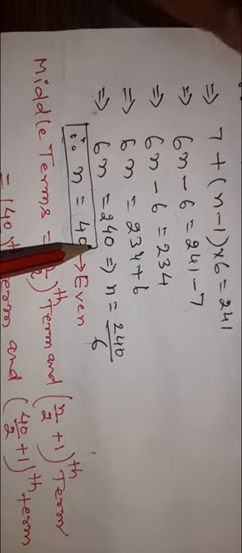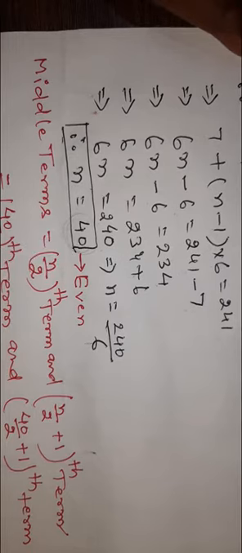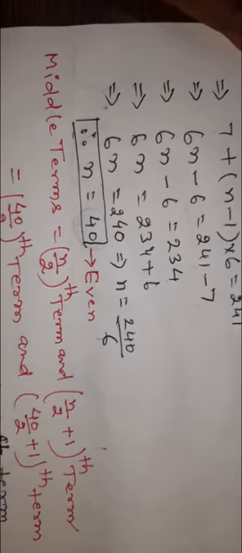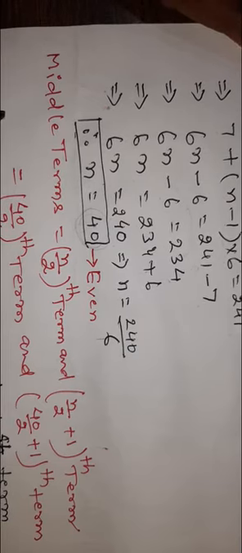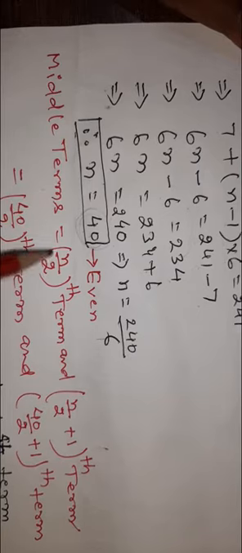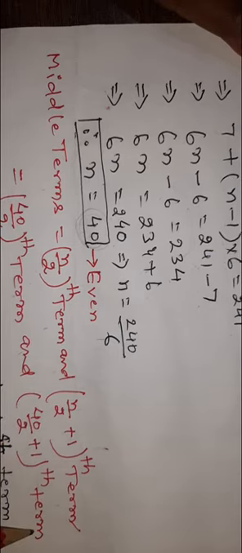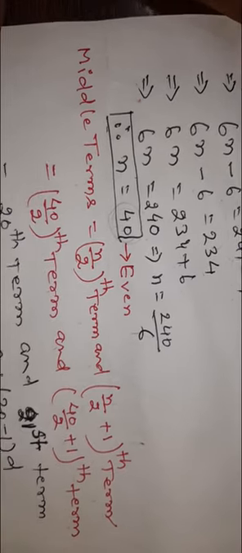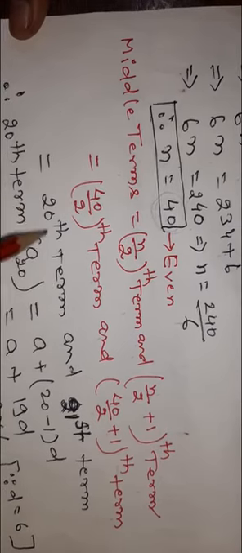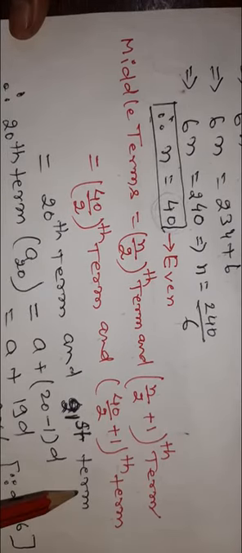Okay. So यदि even number होगा तो यहाँ दो मिडिल टर्म फाइंड आउट होगा. कैसे? Once again apply the formula. If n is even, then the formula will be: middle terms are the n by 2th term and the n by 2 plus 1th term. In place of n put here 40 by 2th term and 40 by 2 plus 1th term. This will be here the 20th term and the 21st term. Okay.